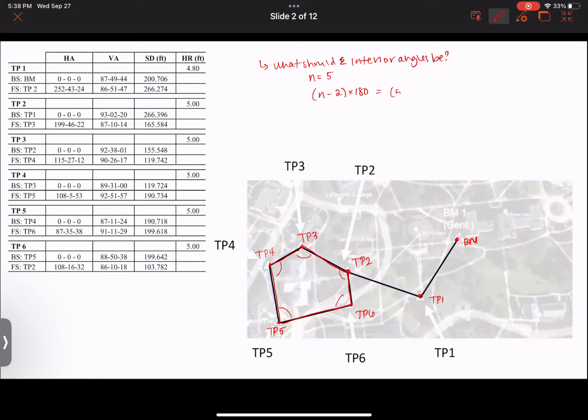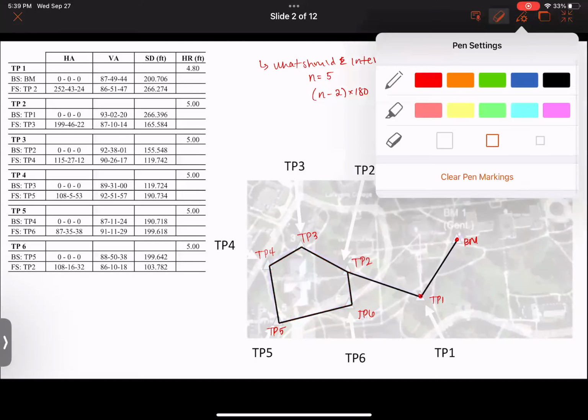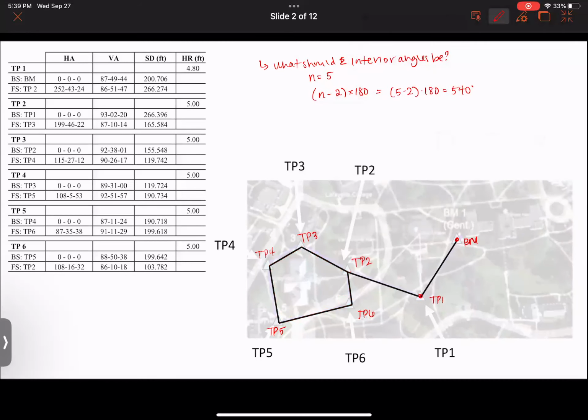So in this particular case, we've got 5 minus 2 times 180, and that is equal to 540 degrees. So eventually, when they add up the angles from TP2, 3, 4, 5, and 6, that number should be close to 540. The difference between the sum of those angles and 540 is their interior angle misclosure. But I also want to talk you through what their measurements actually look like on this traverse and how you would draw that. So we're going to start here with the setup on TP1.